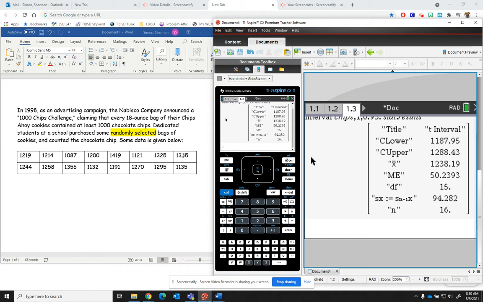And the final thing, if we want to answer this question, does Chips Ahoy contain at least 1,000 chocolate chips? Well, if you look at your lower limit, it's 1,187.95. Your upper limit is 1,288.43. They are both bigger than 1,000, so yes, the claim that they're making based on our data is true. And we can state that as we are 95% confident that the true mean chocolate chips in Chips Ahoy cookies lies in the interval 1,187.95 to 1,288.43.